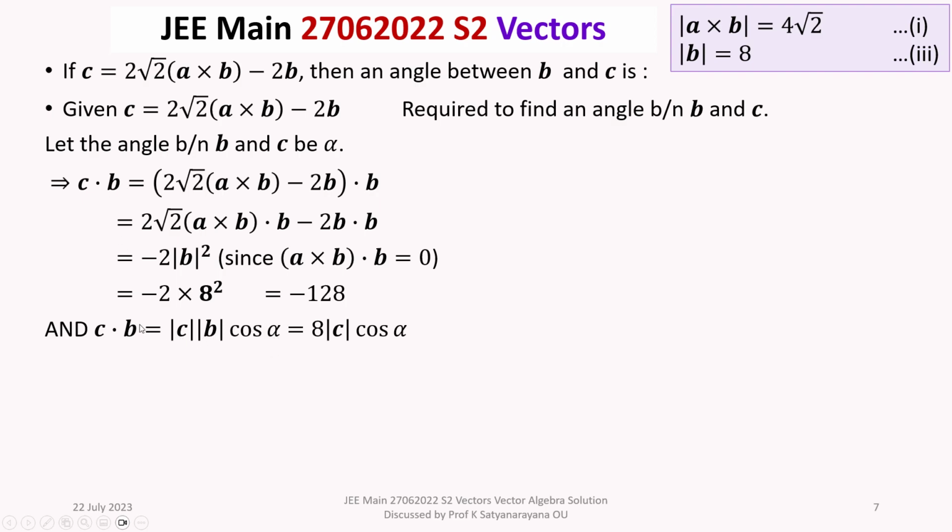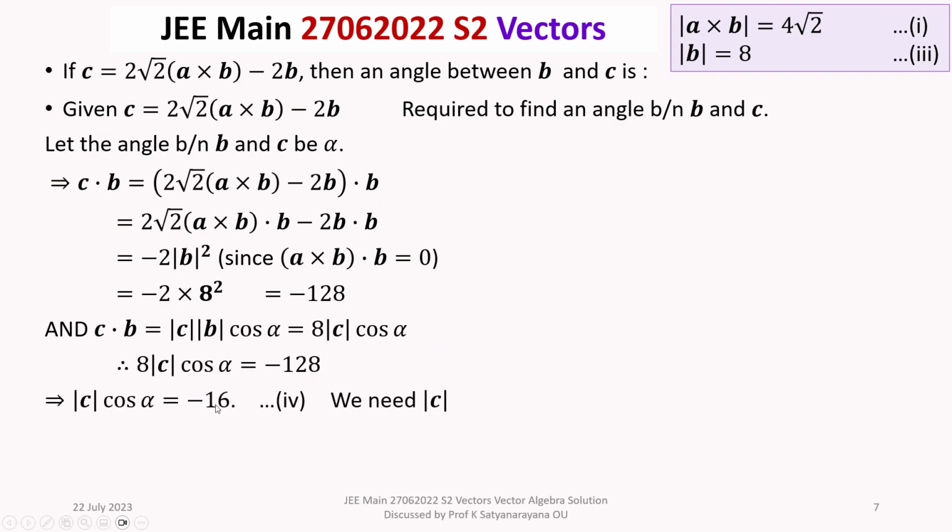And we have C dot B, on the other hand, it is minus 128. And mod C into mod B into cos alpha, mod C into mod B is 8 mod C cos alpha. So therefore, 8 into mod C cos alpha is equal to minus 128, and mod C into cos alpha is equal to minus 128 by 8, that is minus 16. Call this relation 4.